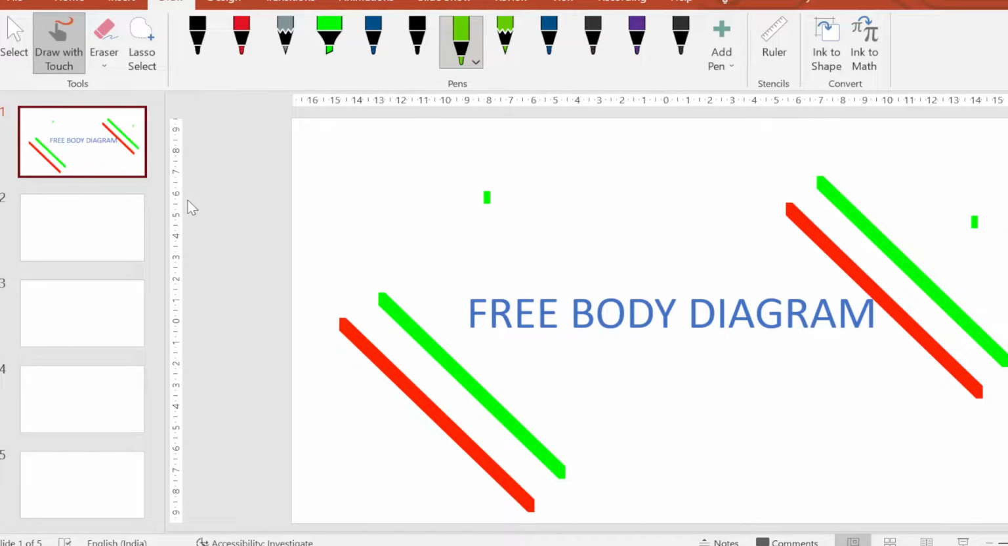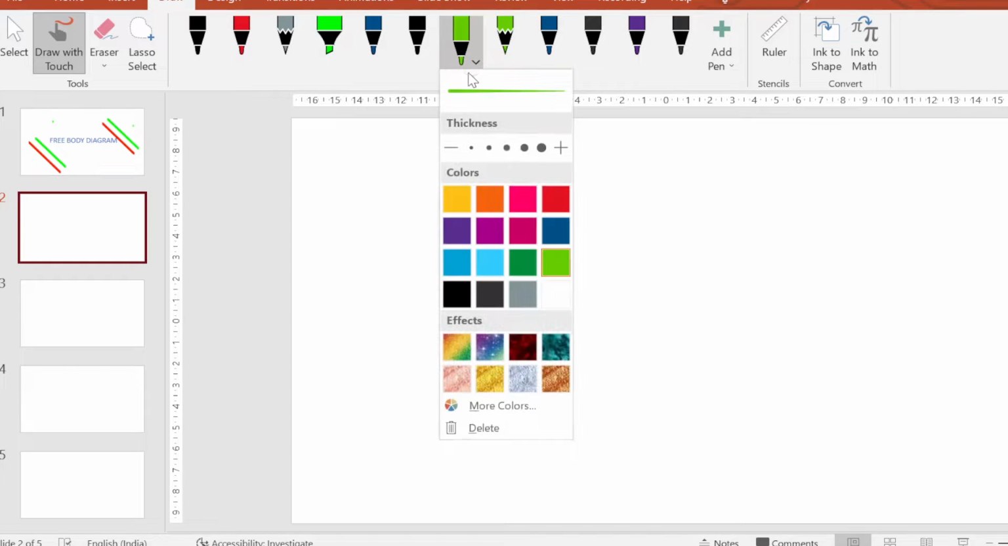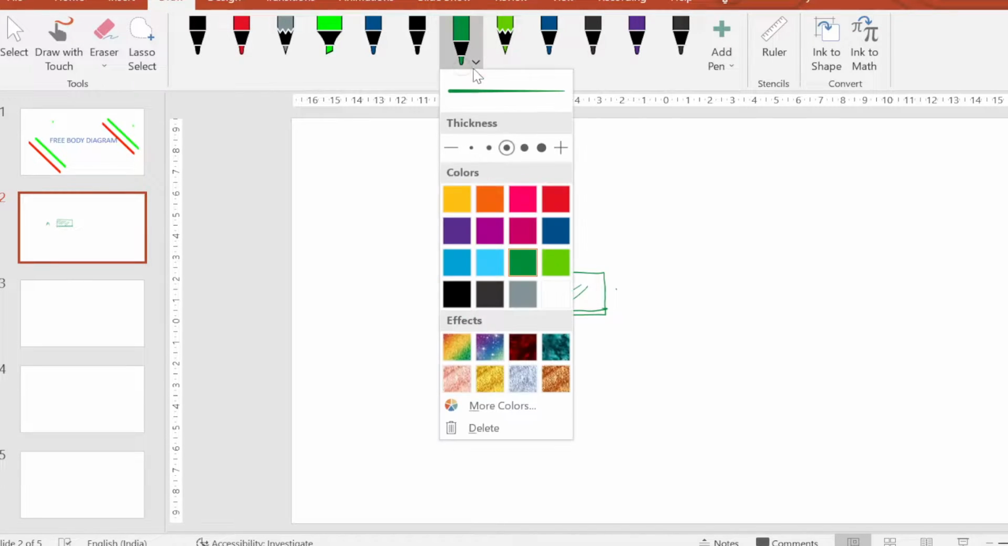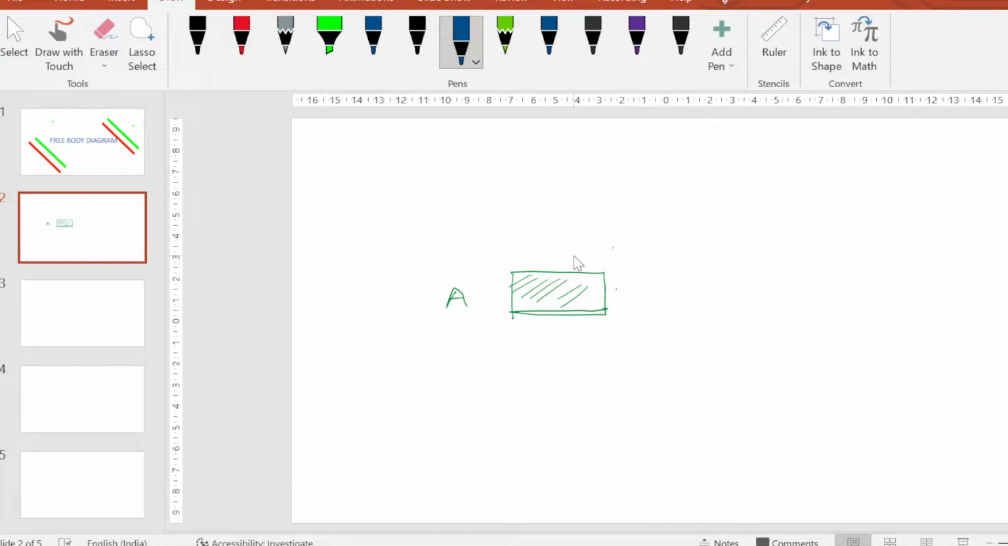For example, suppose I take a case of an object. Suppose one object is there. This is my object A, or I can say this is the object or block A. Over its surface, we have placed a second object. Suppose that is object B. This is the second object B.